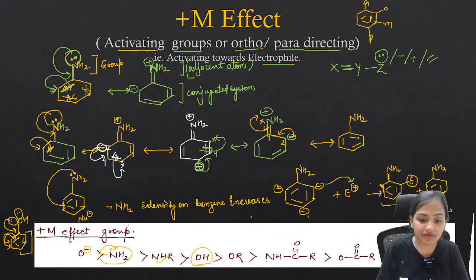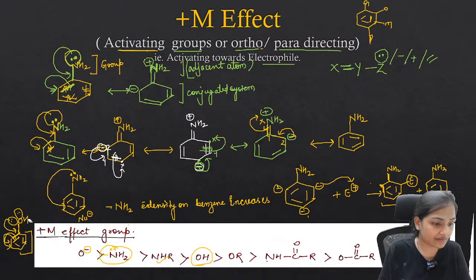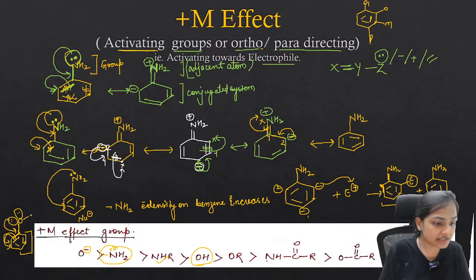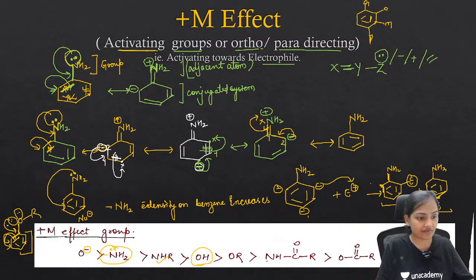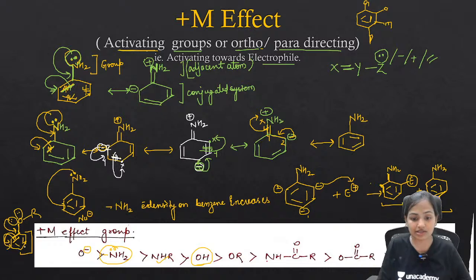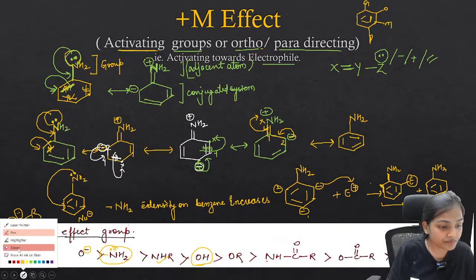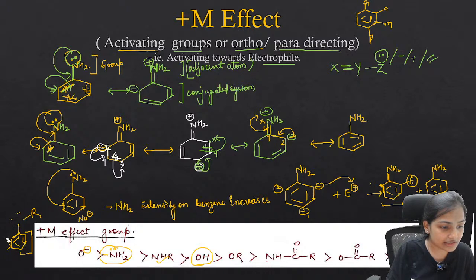Now if you have any kind of OR, absolutely, again we have the O attached, and this O behaves in the same pattern. Here again we have a lone pair of electrons, and this will undergo resonance. If you take a group like NHC double bond OR, now what can happen in this particular case? Let's have a look.